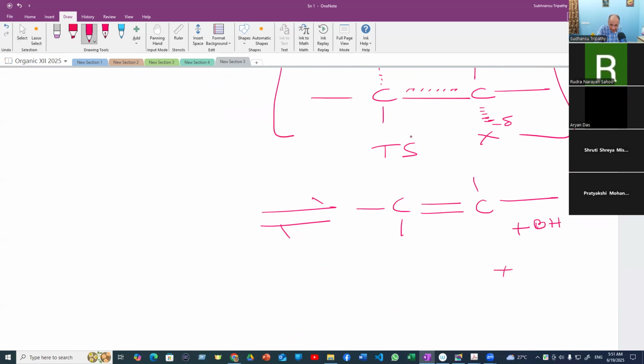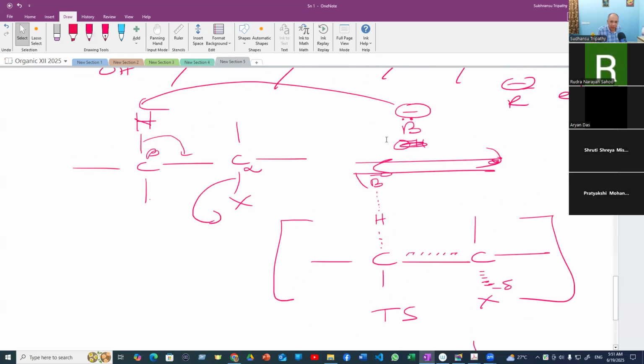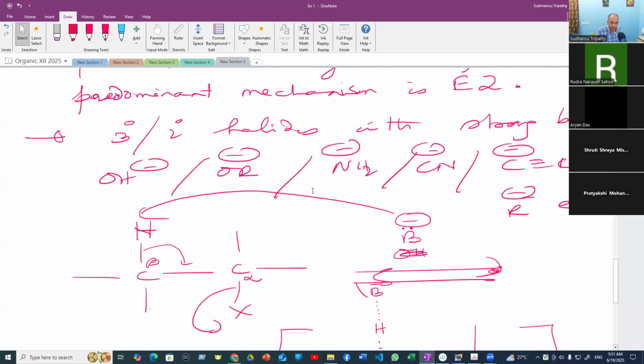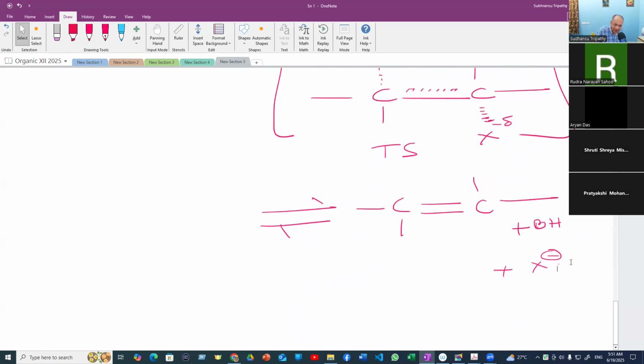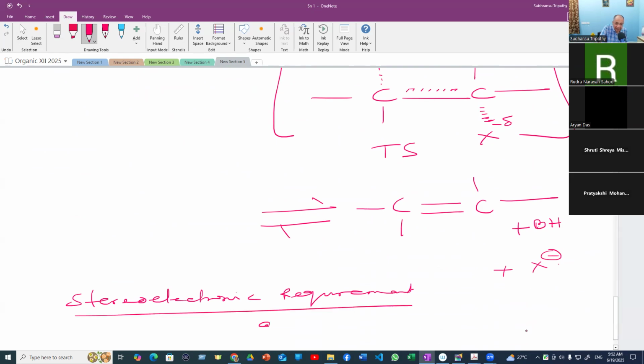BH plus X minus. X minus will find its partner, because these are all having their partners, Na plus, K plus. So that will be joining with X minus. So you get, and the most important stereoelectronic requirement is anti-periplanarity. I think I have pronounced this word right?